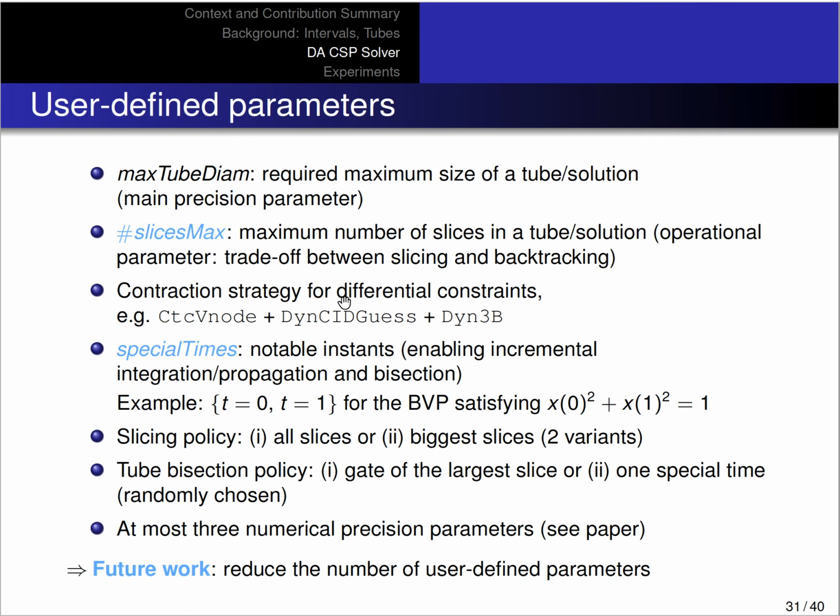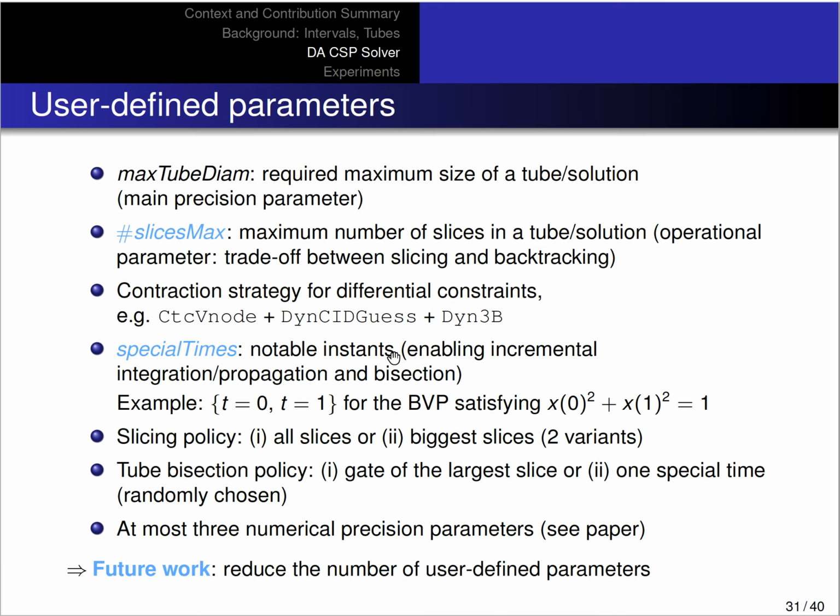This slide gathers the user-defined parameters required. The first one is the main precision parameter specified. It's the maximum size of a solution over time. The second one is the maximum number of slices in a solution. It's an operational parameter providing a kind of trade-off between slicing and backtracking. The user must also specify the contraction strategy for differential equations. For instance, CTC VNode, followed by dyne seed guess, followed by dyne 3B.